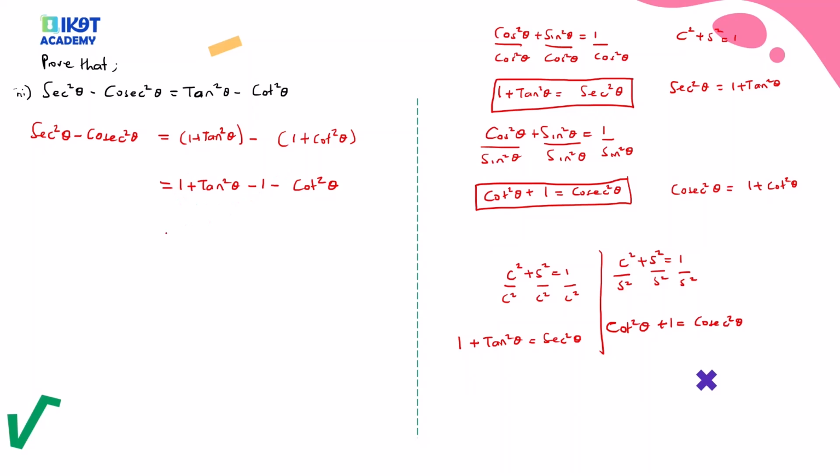So this will go with that. So we'll end up having tan squared theta minus cot squared theta. So now I can bring this back. So you see, just simply through this, I've proved this is equal to this.